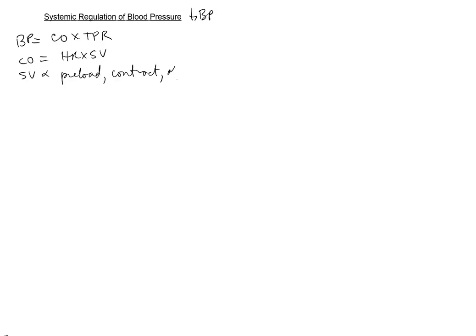Let's go into detail and look at the systemic regulation of blood pressure. And an easy way to do that is to think about the body's response to hypotension, because this is a pretty common clinical state. Blood pressure equals cardiac output times total peripheral resistance. Cardiac output equals heart rate times stroke volume. And stroke volume is proportional to preload, contractility, and afterload.